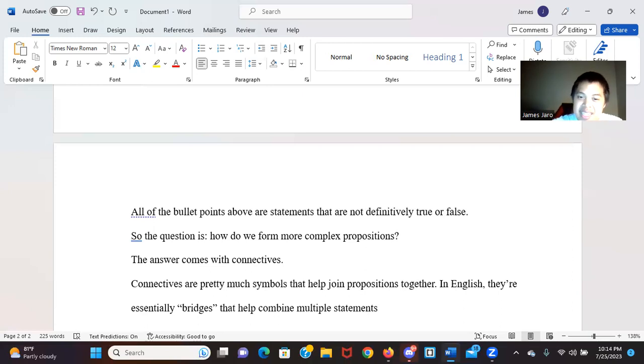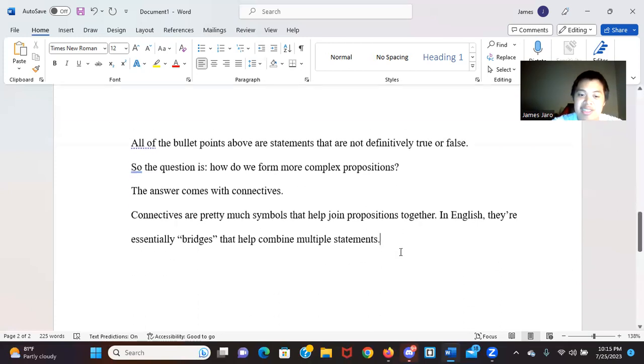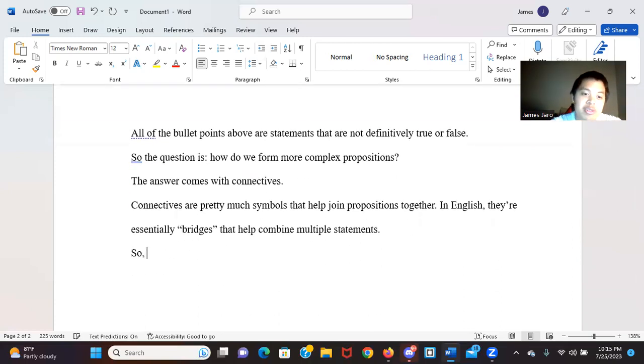But the idea is that connectives help join multiple statements together in English. So in the discrete world, they're going to help us join multiple propositions together. So what are these connectives?